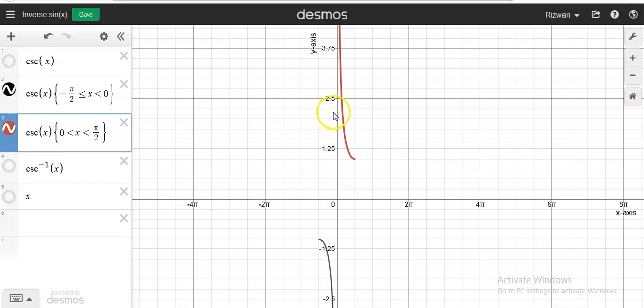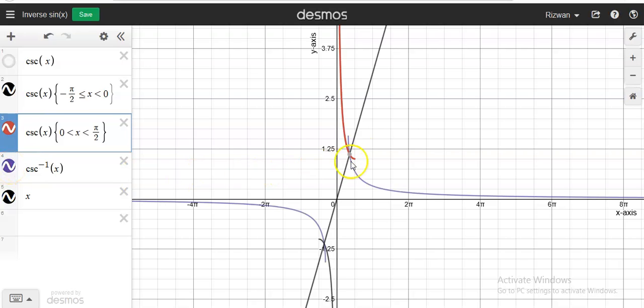So this is the principal cosecant function where the horizontal line test can pass. If you draw a horizontal line, it will touch this graph only once. One portion is here and the second portion is here. So if we plot the x line, you can see that x line is passing through this, and if we plot the inverse cosecant, you can see these blue lines are the graph of the inverse cosecant function.